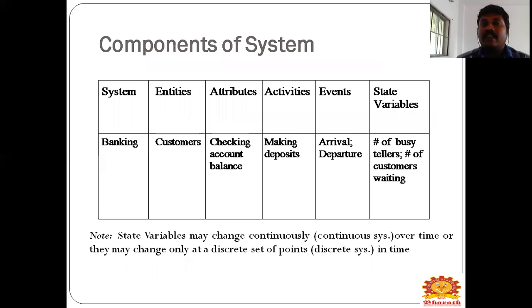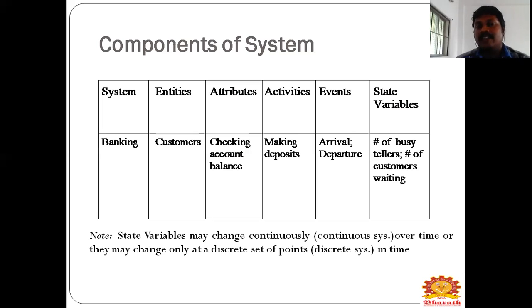And here we have a separate example for the components of a system and their entities. Here we have taken a system as a bank. In the bank, what are the entities? The customer is the entity for the bank. And what are the attributes? The checking of account balance by the customer is an attribute. And what activity may be done? Making deposits and withdrawing is the activity done by the customer in a bank.